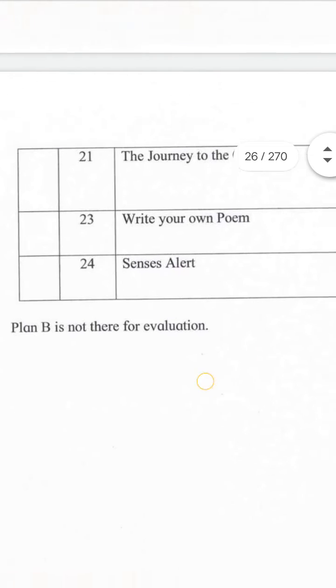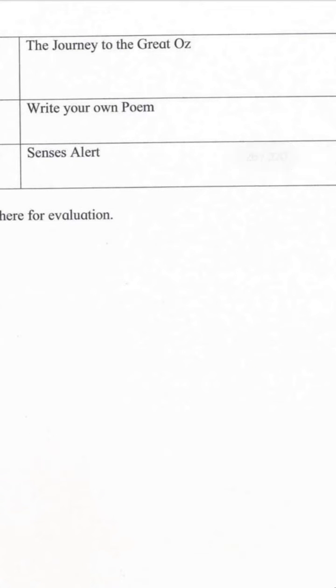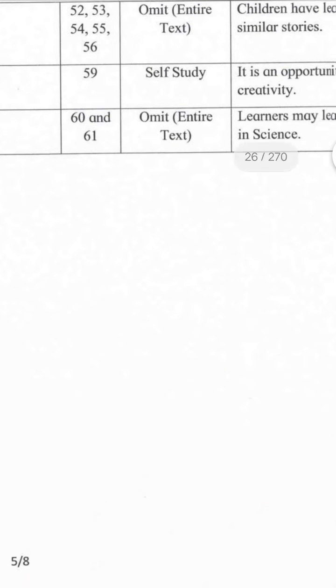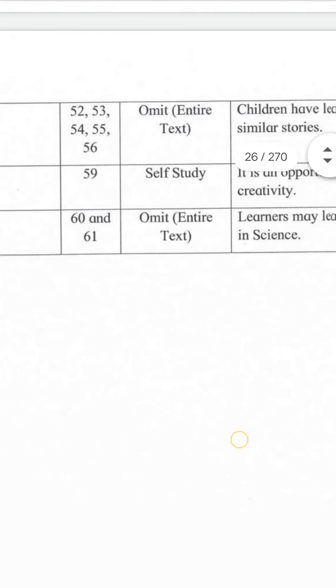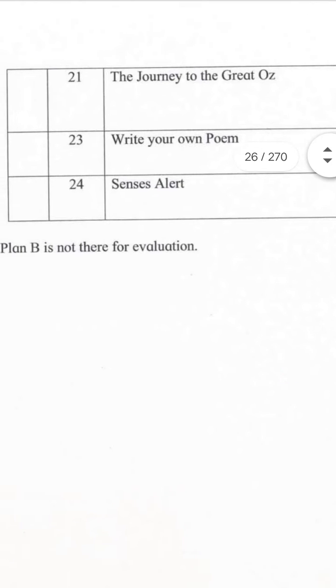Then lesson number 21, The Journey to the Great Oz, pages 52, 53, 54, 55, 56. This entire chapter is omitted, that is, you will have nothing from this chapter in this academic year. Then lesson number 23, Write Your Own Poem, page number 59, is also for self-study. It's an activity based chapter, so it's for self-study. And lesson number 24, Senses Alert, that is page number 60 and 61, is omitted entirely. So the two chapters, the 21st chapter and the 24th chapter, are entirely omitted.